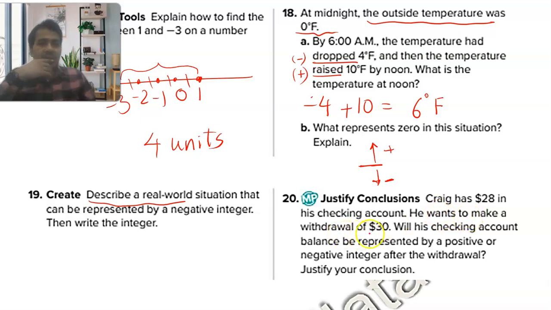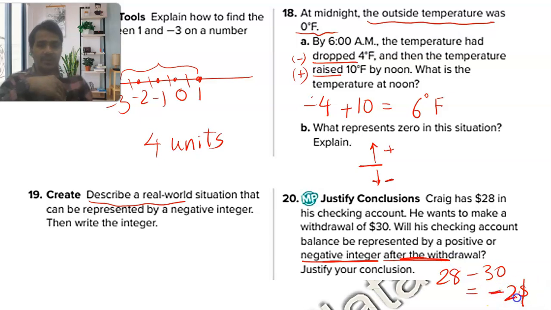He wants to make a withdrawal of $30. Will this checking account balance be represented by positive or negative? Yes, negative, because when you say 28 and -30, it will become -2. So it will become a negative integer. After the withdrawal, it will become negative, debit, -$2.